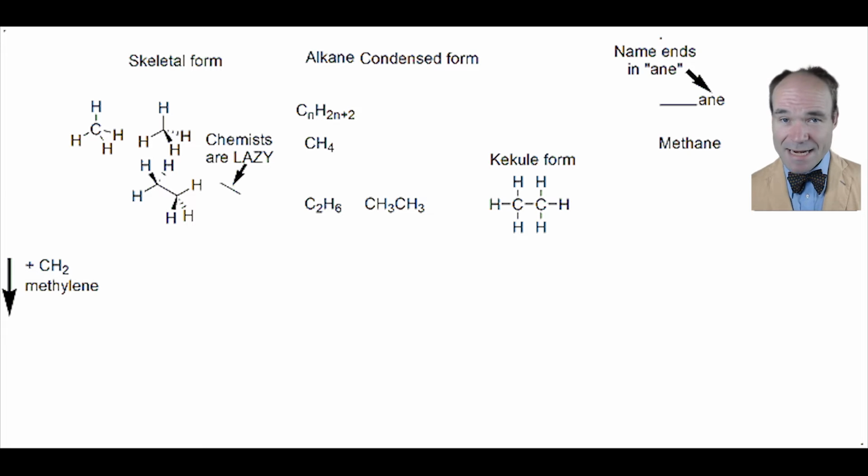Finally, we need a name for this molecule. I did say ane at the end of an alkane, so I don't think we have a lot of choice here. This is going to have to end with ane as well. But what do we put at the beginning? It needs to tell us how many carbons are involved. 2 carbons, so 2 sounds like eth. Please say it does. Thank you. So this is ethane.